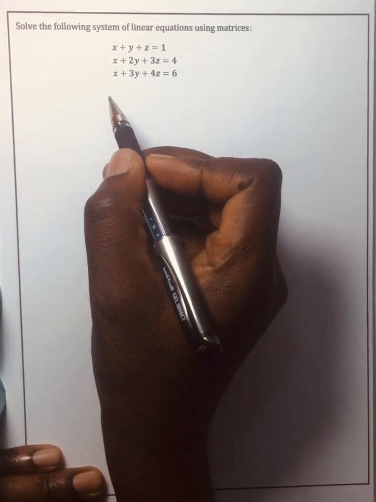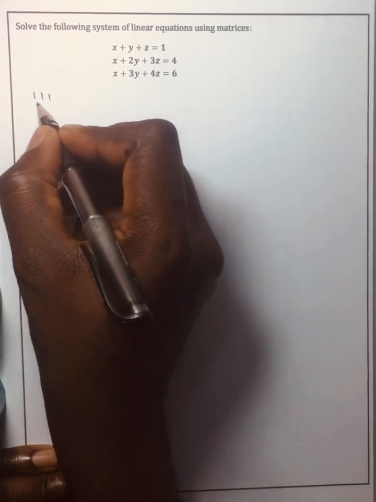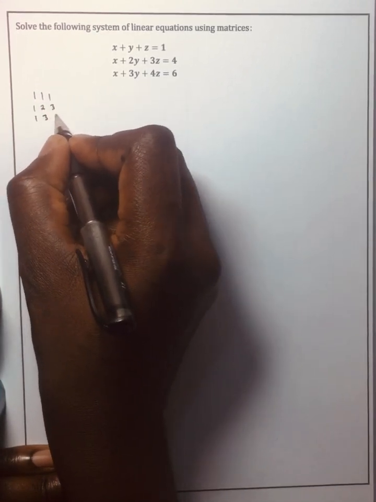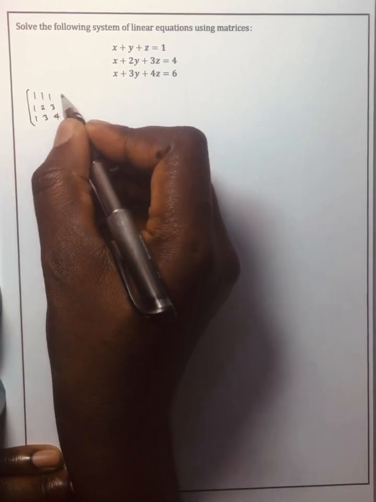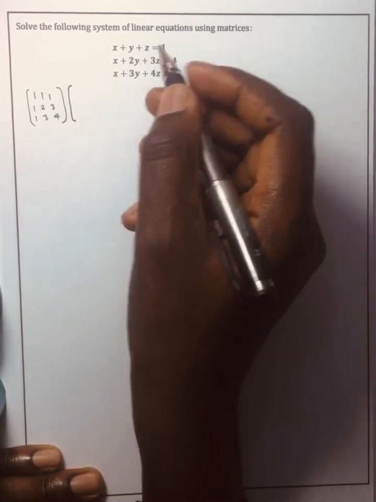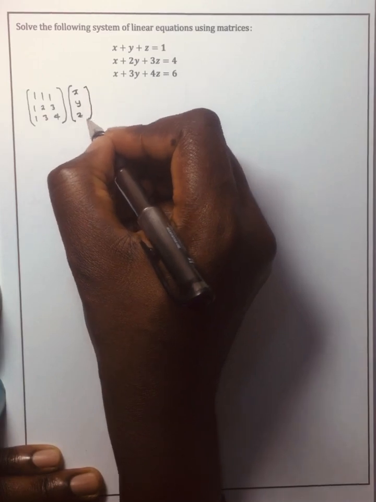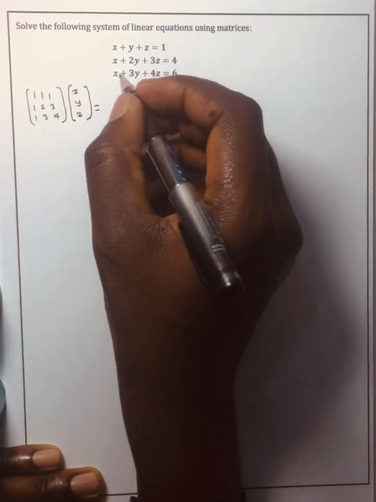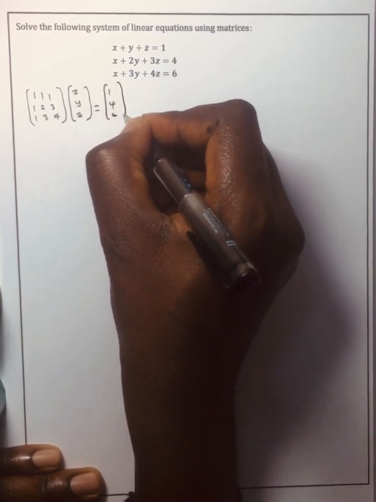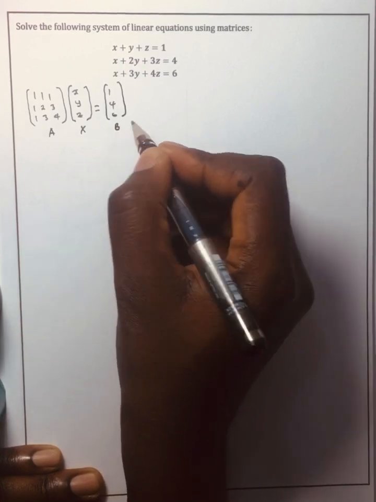So first we need the matrix of the coefficients. In this case, that is 1, 1, 1, 1, 2, 3, 1, 3, 4. The next matrix is the matrix of the variables x, y, and z there. Then the final one is the one for the results 1, 4, 6. So this is A, this is X, and that is B.